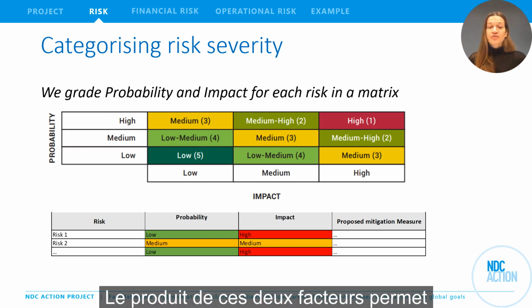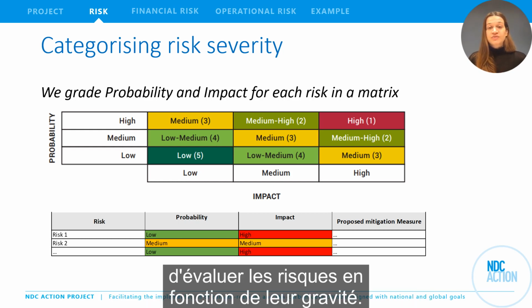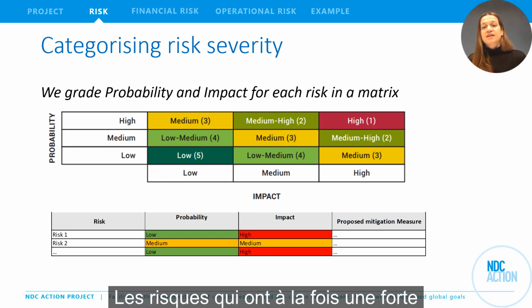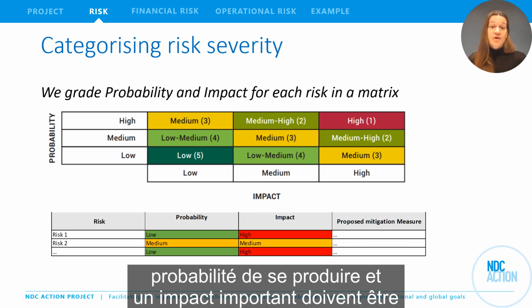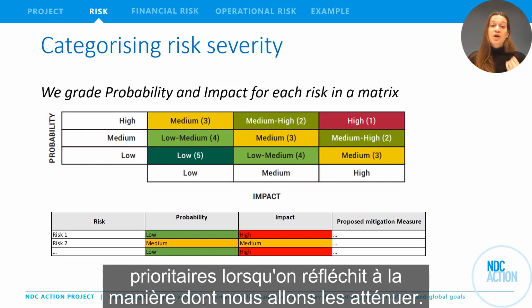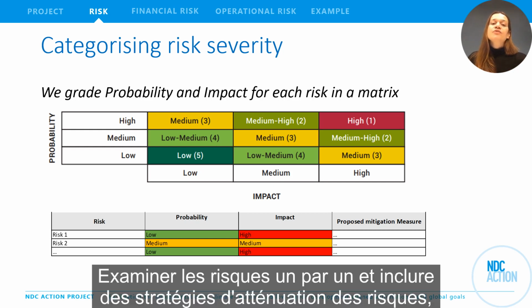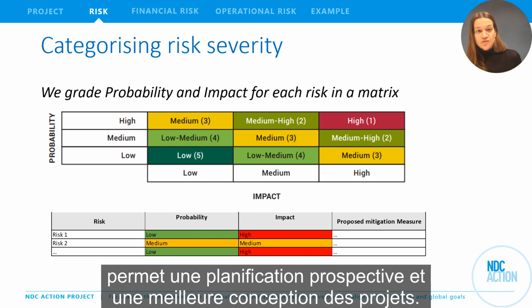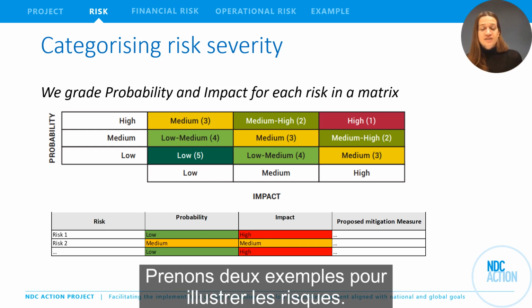The product of both factors allows us to assess risks in terms of their severity. Risks that have both a high probability of occurring and a high impact should be prioritized when you think about how we're going to mitigate them. Walking through risks one by one and including risk mitigating strategies allows for forward-looking planning and better project design. Let's walk through two examples to illustrate risks.